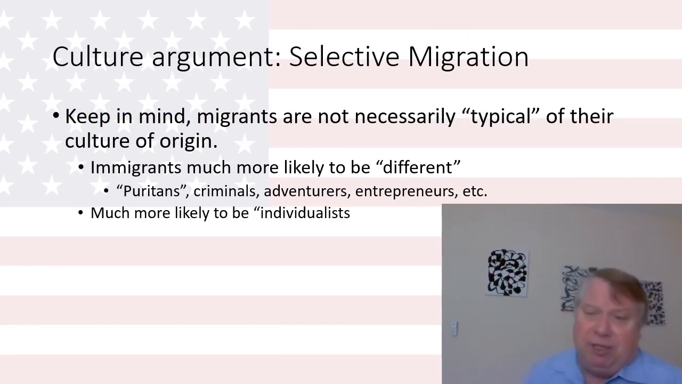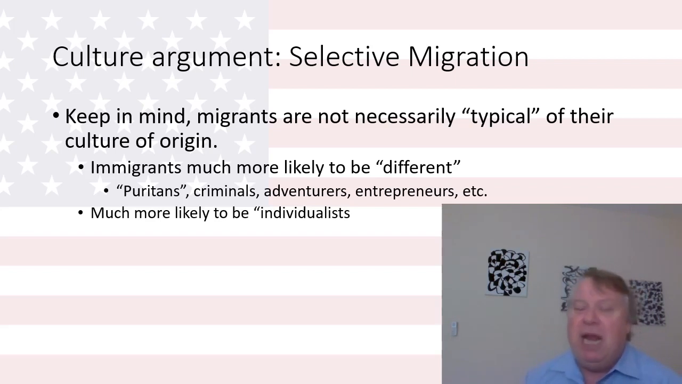But there are other arguments. One is a cultural argument. For example, yes, people came from Europe, but they weren't your everyday Europeans. They were people who came for a reason. So they weren't necessarily typical of their cultures of origin.